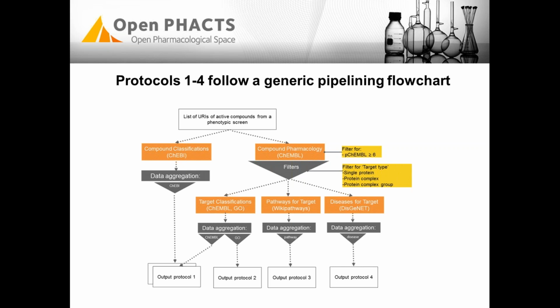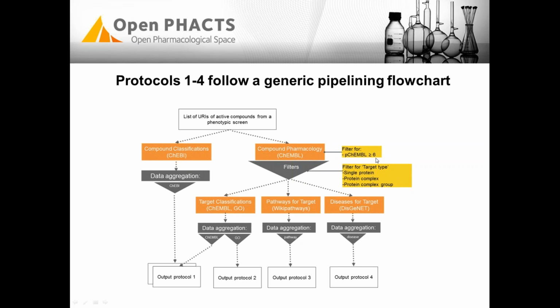So the protocols 1 to 4 follow a quite generic pipelining flow chart. You start with a URI list of your active compounds from your phenotypic screen, and then you look into the compound classification of ChEBI, and you do some data aggregation, and you have an output list. On the other hand, you look into compound classification in ChEMBL. The compound pharmacology is retrieved with the compound pharmacology list call.